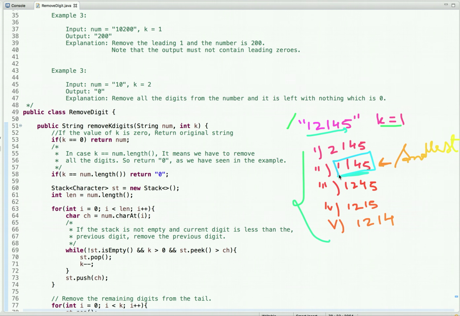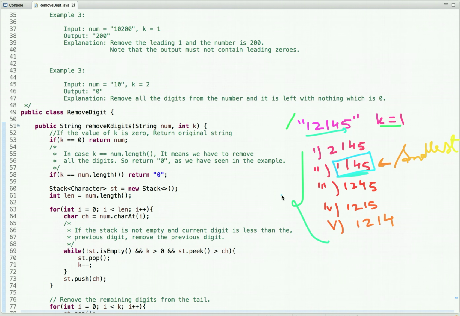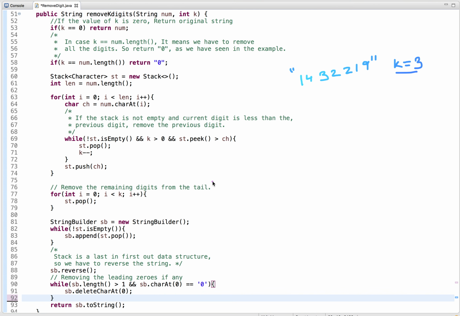And now let's see how we can solve this problem using a stack data structure. After seeing all these examples, we can conclude that if all the digits are in increasing order, then we will delete the last digit, which we discussed in the first example. Otherwise, we will delete a digit for which the next digit is smaller. Let's see how we can find the smallest possible number after removing k digits from this number using a stack data structure.